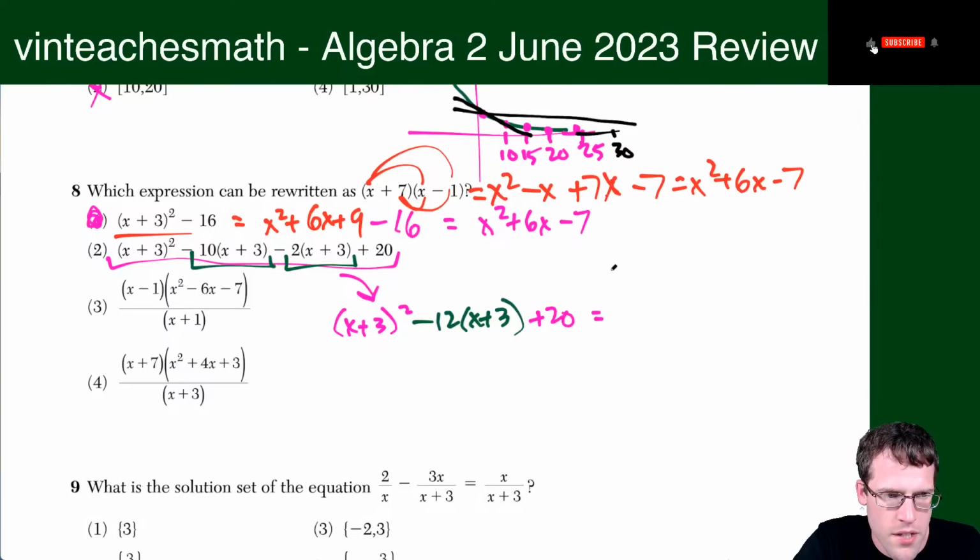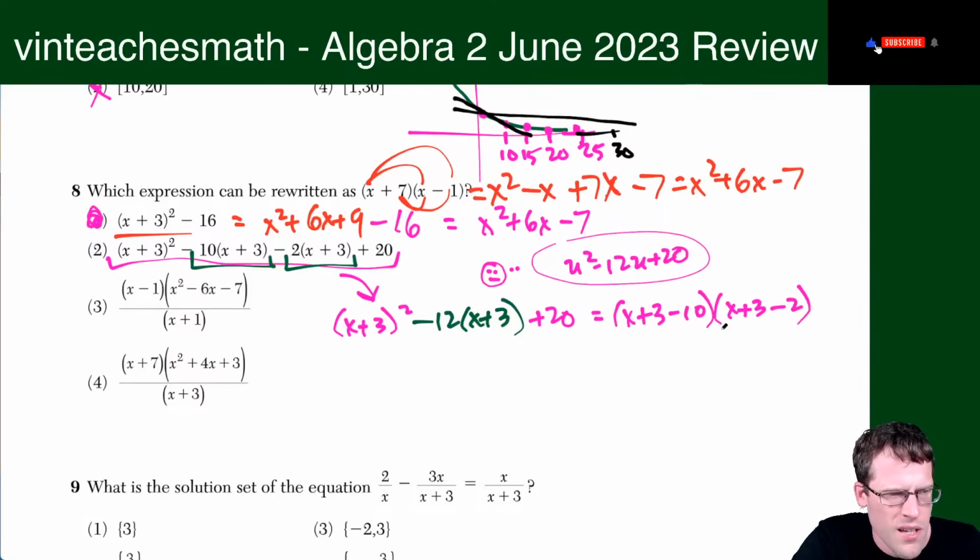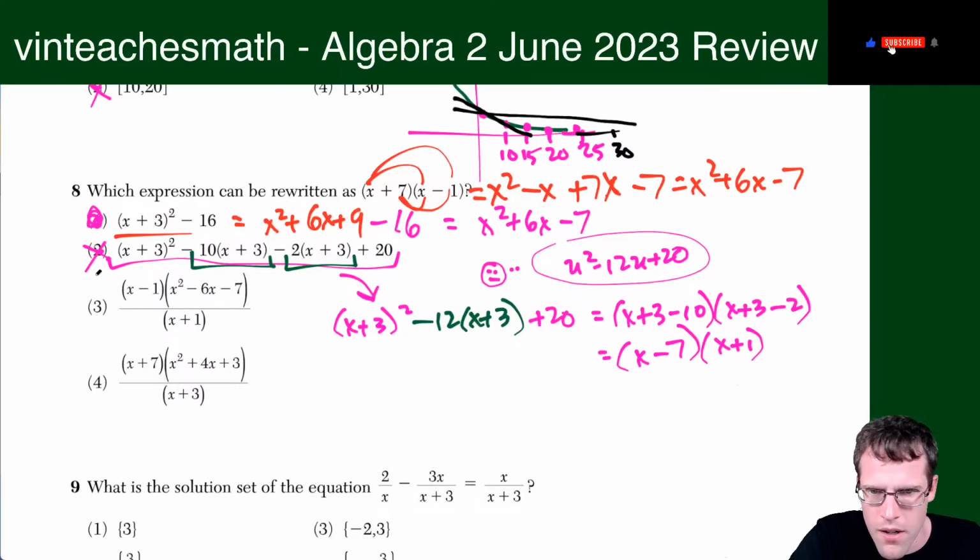So what I'm imagining here is it says u squared minus 12u plus 20. And then this would factor into u minus 10 times u minus 2. But instead it would be (x plus 3 minus 10) times (x plus 3 minus 2). So this would actually work out to (x minus 7) times (x plus 1). So it's almost matching, but not quite. All right, otherwise just expand it and see if it matches. Multiple choice is 2 points.